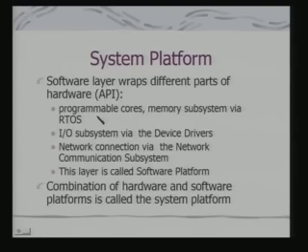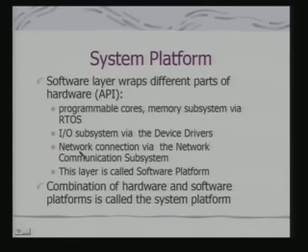You can have programmable cores, memory subsystem, all these things being managed via RTOS, I/O subsystem managed via device drivers, network connection via the network communication subsystem, and these three things together can form the API, and this API can be used for developing applications on the platform, and this layer is called the software platform. And the combination of both hardware and software platforms is called the system platform.